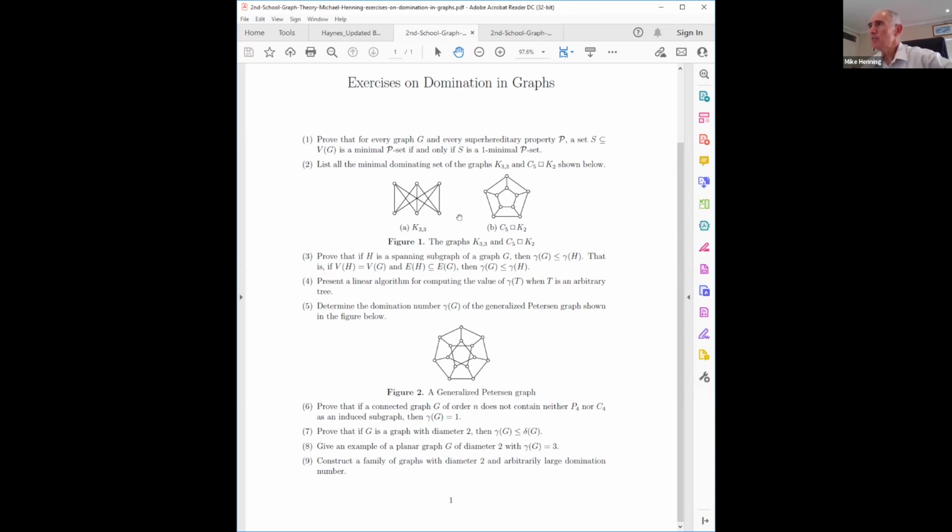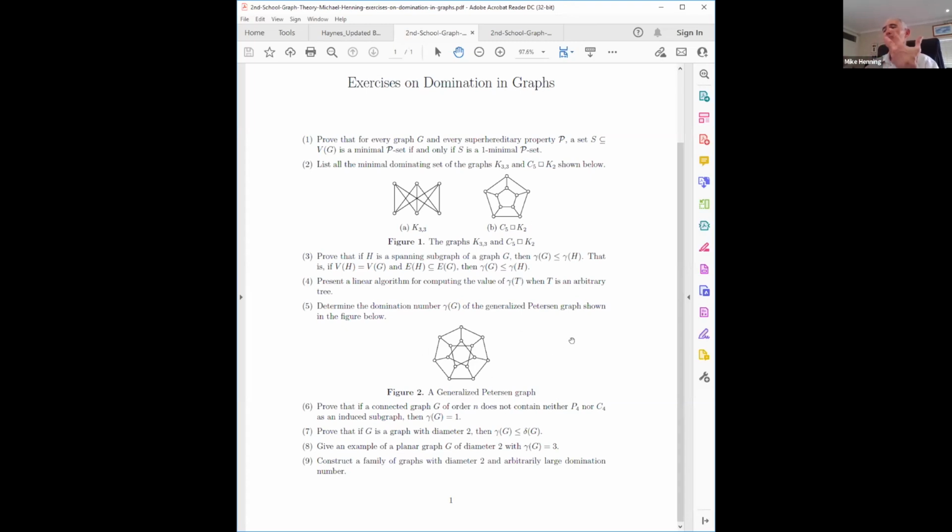So I've got these 7 problems. Some we'll do together. So the first one was that very basic property we're going to look at. 2 is just to make sure you're familiar with minimal dominating sets. 3 will also be very easy. 4, I'm going to present to you a very simple algorithm for a tree. It's really a simple algorithm, but we'll just go through that. And then we may go through 5.